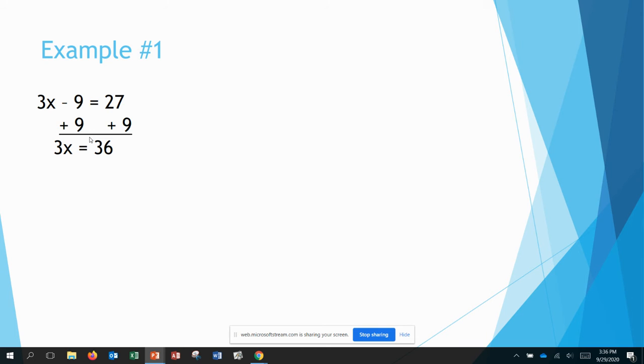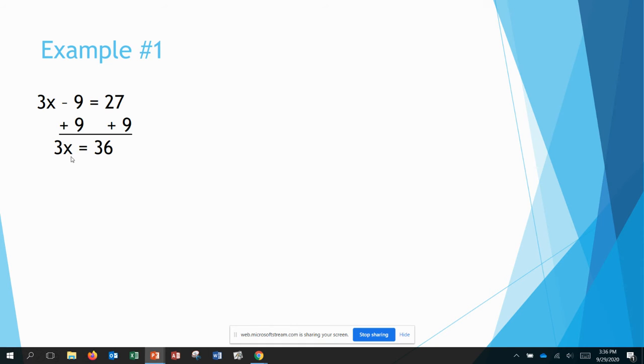Because that allows us to have just this x term on the left-hand side: when we add 9, negative 9 plus 9 is 0. So plus 0 is really just 3x. And whatever we do to the left, we need to do to the right. 27 plus 9 is 36. Now we have 3x is equal to 36.